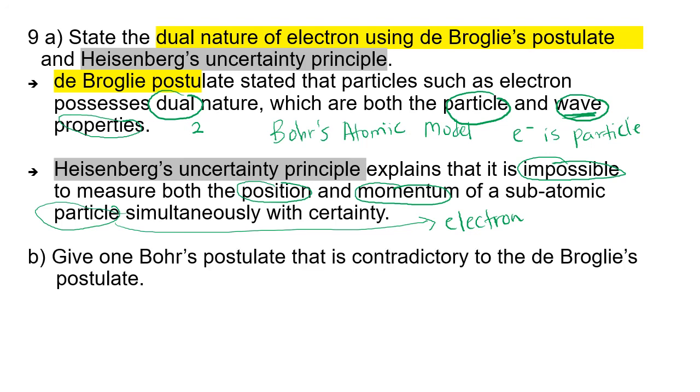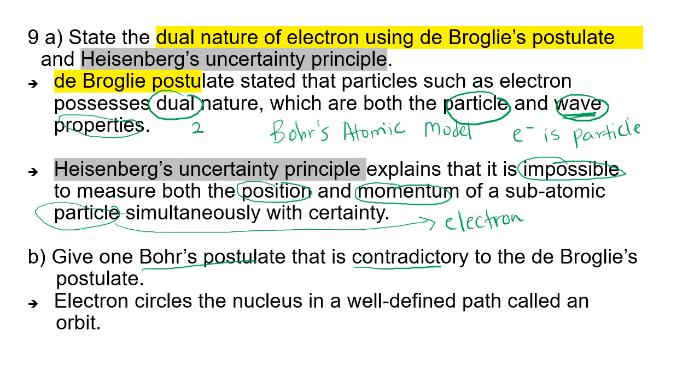So continue with B. Give one Bohr's postulate that is contradictory to the above postulate. It's the first one, because from here we say that electron circles the nucleus in a well-defined path called an orbit. That means the first postulate. In other words, when you want to write it, the first postulate stated by Bohr contradicts the de Broglie and also the Heisenberg uncertainty principle.